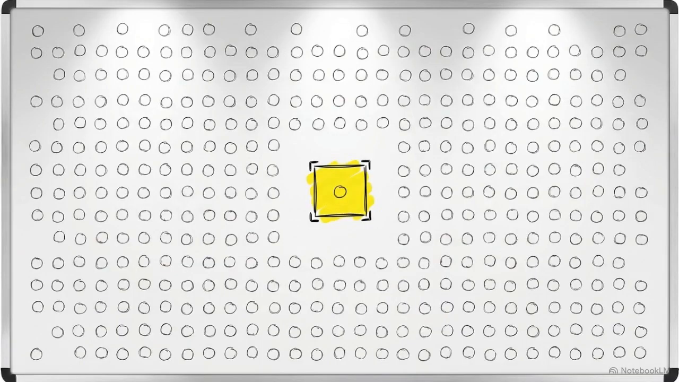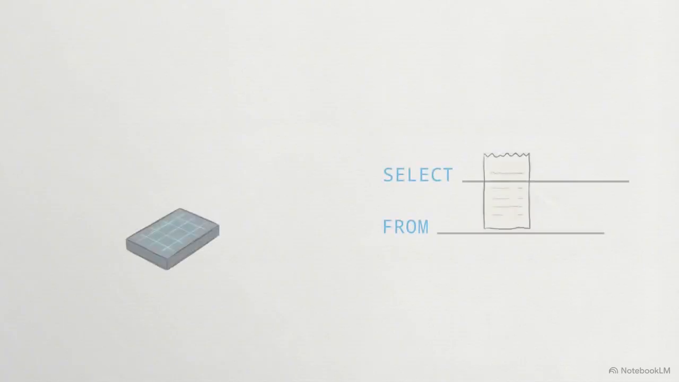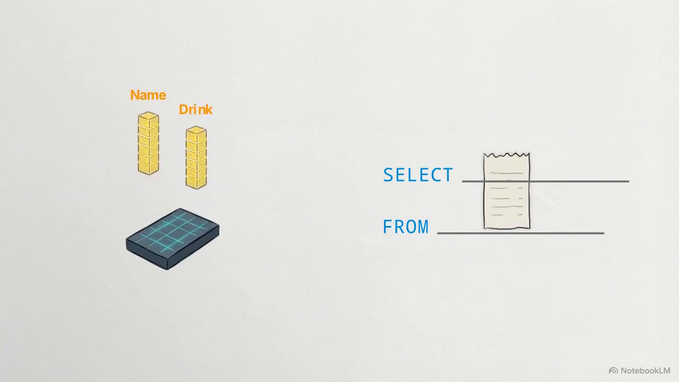We start with the first command, select. This asks the database exactly which columns of information we want to see. In our coffee shop table, we only need to look at the customer name and drink type columns. We plug those names into the first line, so it reads, select name, drink.